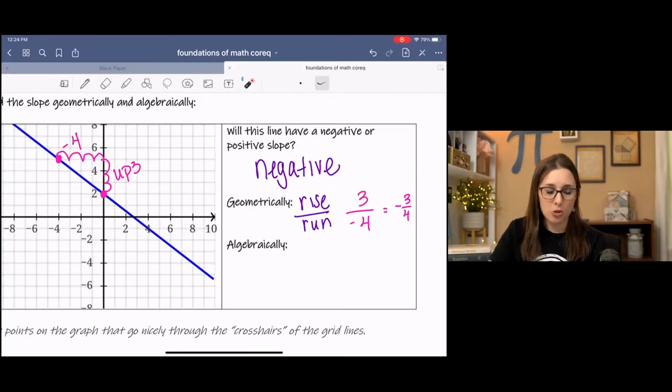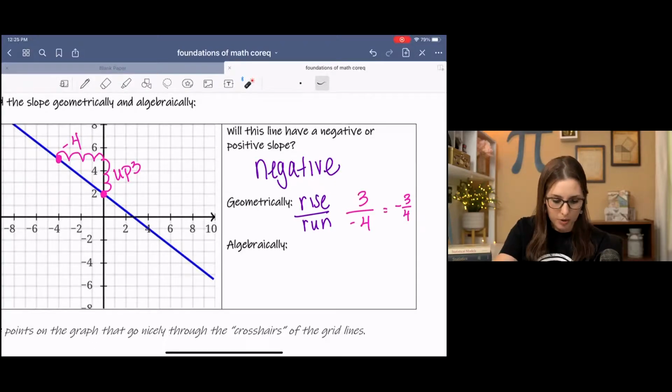If you had chosen to start with this point instead, we would go down 1, 2, 3, -3, over 1, 2, 3, 4, +4. So you still end up with that -3/4 in both cases. That's geometrically. That's rise over run. And you could have picked any 2 points to chart that.